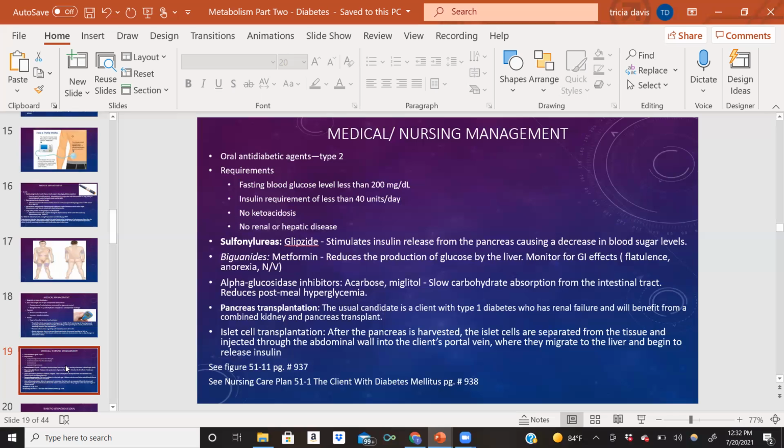You can read figure 51-11 on page 937, and then also the nursing care plan 51-1 on page 938.